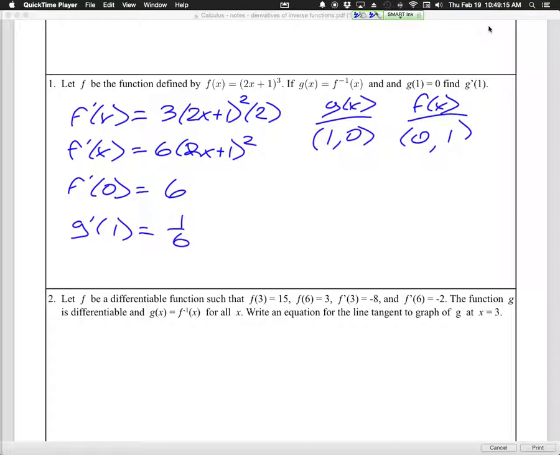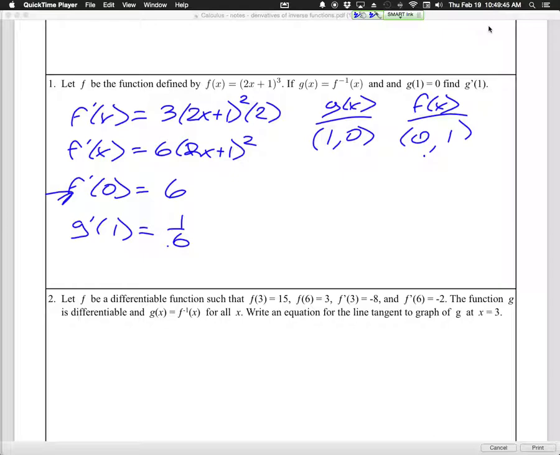Why do I want to do this? So I know what to plug in. Because what do I always want to plug in to the derivative of my original function? The x value of f. The x value of f is what I want to plug in. So that's why I like to do this, to know what it is I'm going to plug in. So I'm going to plug 0 in. That gave me 6, so g prime of 1 has to be 1/6.